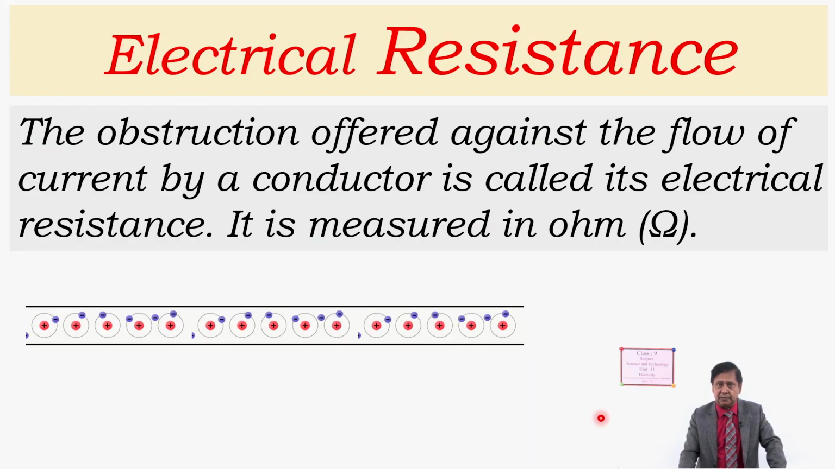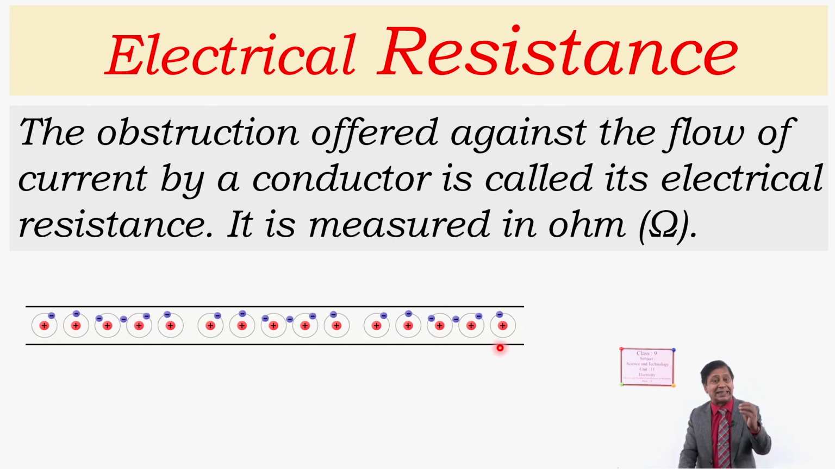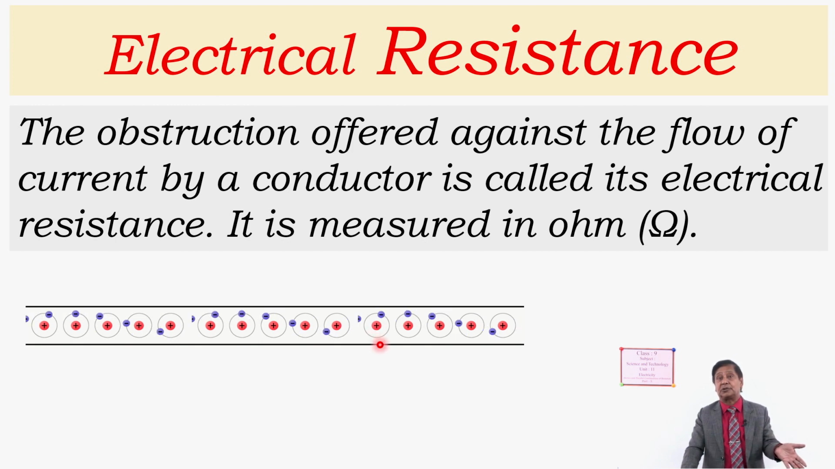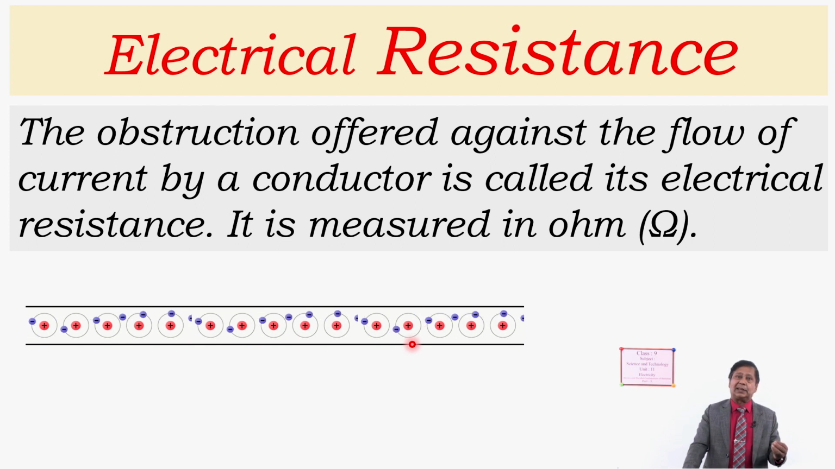Look at this, this is a conductor. And flow of current in a conductor means flow of electrons. And the electron flows in such a way that it has to collide with the atom and move from one atom to another atom till the other end. In this process, if the number of collisions is more, then the obstruction is said to be high. If the number of collisions is less, then the obstruction is said to be less. Okay, this is electrical resistance. Some substances have high resistance, some substances have less resistance.